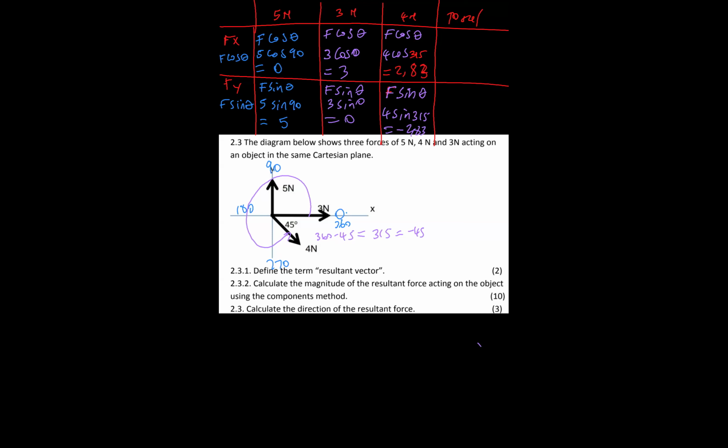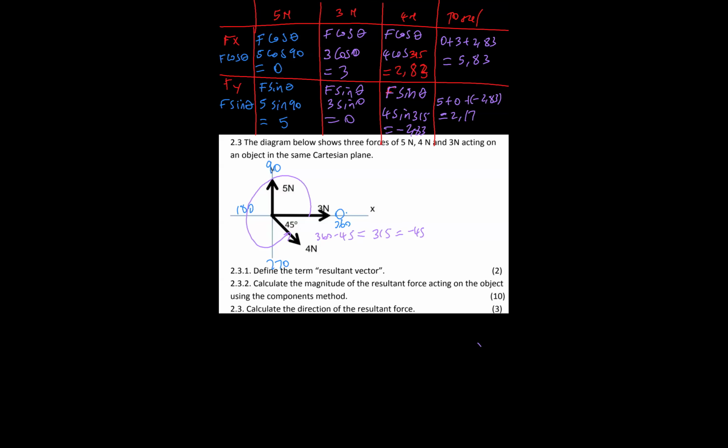When we deal with the totals, we say 0 plus 3 plus 2,83 is 5,83. Right? Then 5 plus 0 plus negative 2,83 equals, let me calculate it, 2,17. Then we have our Fx and our Fy.